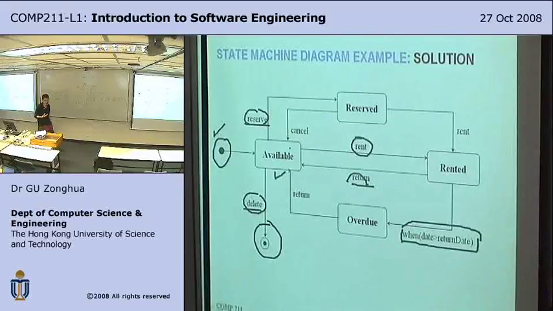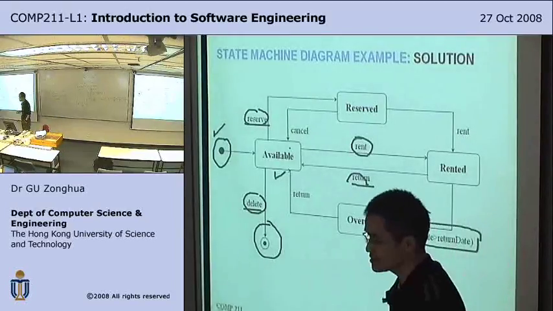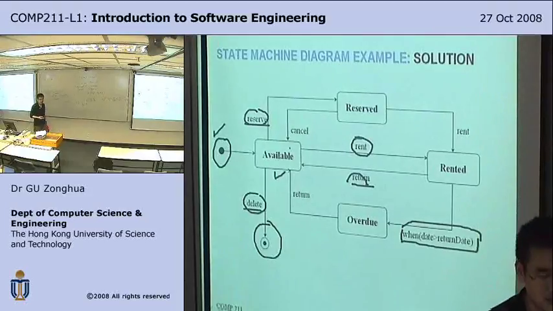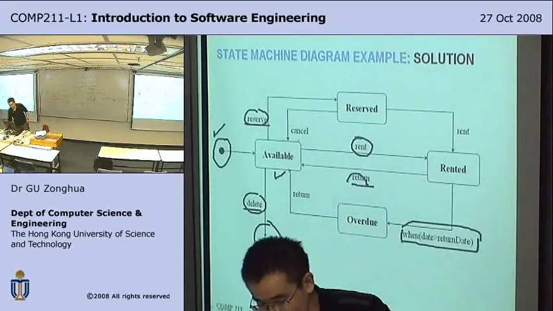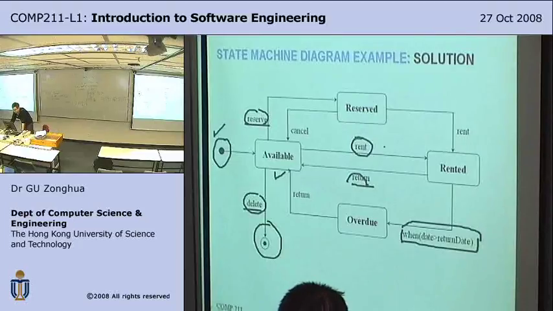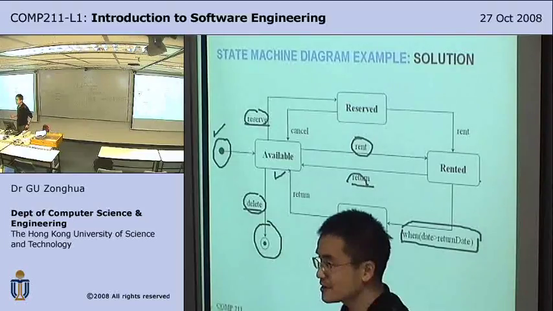If you have a return event when it's in the available state, what does it mean? You're returning a video that's not even rented. It indicates an error in your specification. So, any questions on the state machine?